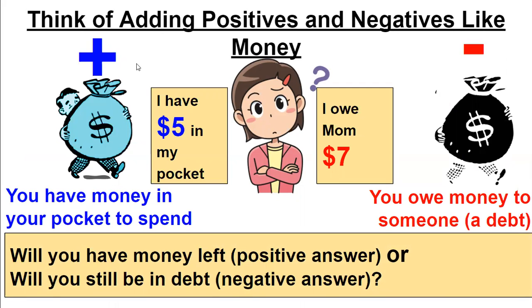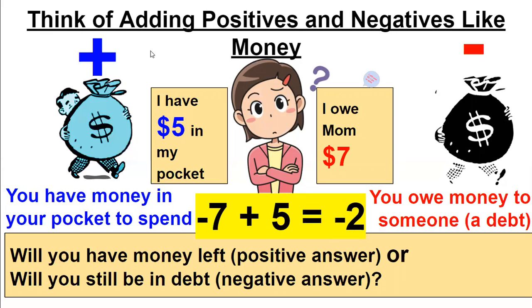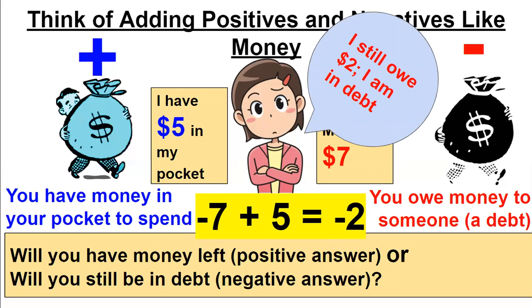She has 5 in her pocket. When she pays Mom back, she's still going to owe her Mom how much? Negative 2 or $2. So she's in the negative by $2. She says, I still owe $2. I am in debt. Try not to ever be in debt.